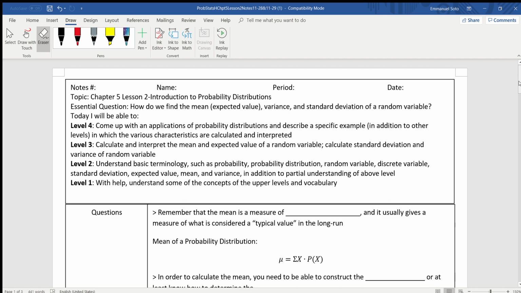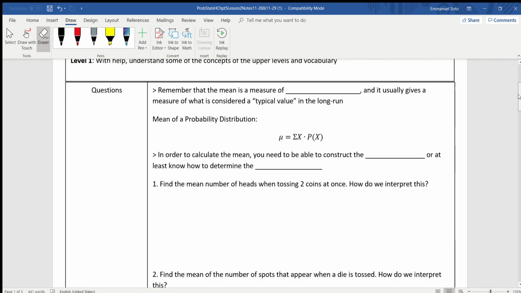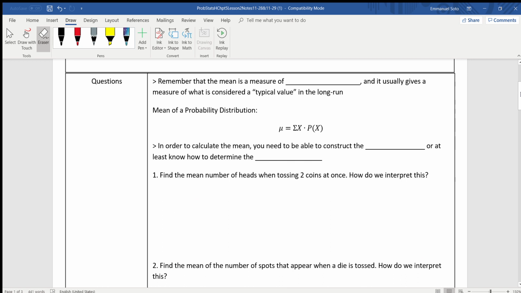So if you know how to calculate mean, standard deviation, and variance of a random variable, you should be all set for this lesson. All right, so remember what the mean is. The mean is a measure of center. And what that means is that it measures the middle of a data set. So it measures what is considered to be a typical value in the long run. So in order to calculate that, we're going to use this formula for the mean. Remember that the mu stands for the theoretical mean.